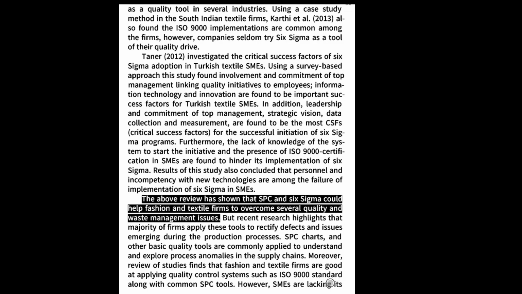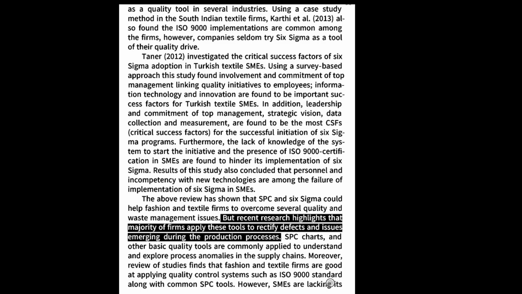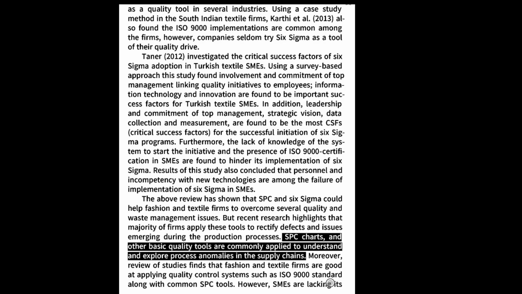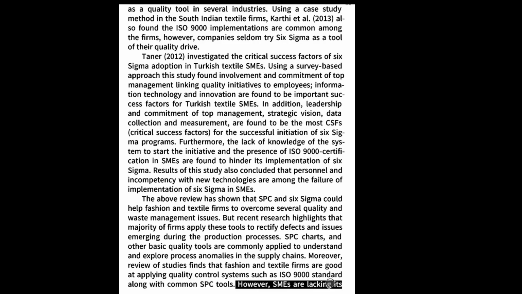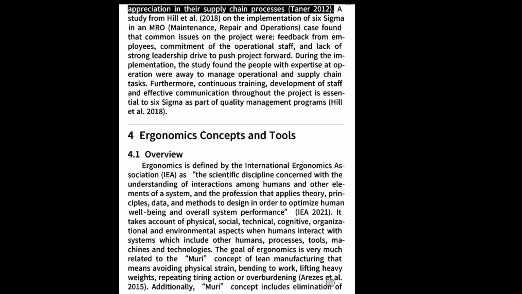The above review has shown that SPC and Six Sigma could help fashion and textile firms to overcome several quality and waste management issues. But recent research highlights that the majority of firms apply these tools to rectify defects and issues emerging during the production processes. SPC charts and other basic quality tools are commonly applied to understand and explore process anomalies in the supply chains. Moreover, the review of studies finds that fashion and textile firms are good at applying quality control systems such as the ISO 9000 standard along with common SPC tools. However, SMEs are lacking its appreciation in their supply chain processes. Trainer 2012.